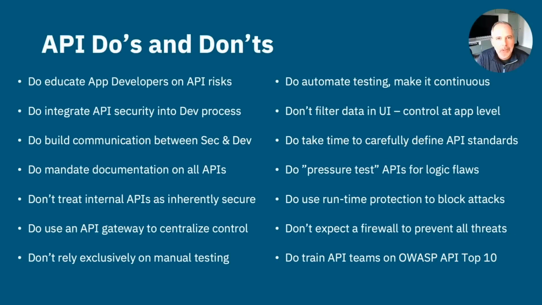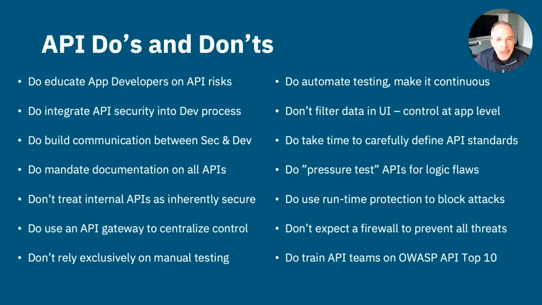I like to wrap up my courses with some really tactical do's and don'ts that you can take back and implement right away. As we've mentioned a number of times, do educate your development team and API owners on API risks. They're under attack, and the threats are different than what our web apps have seen. Do integrate security into the dev process. Make sure engineers understand how to code more resilient APIs and test for vulnerabilities ahead of production.